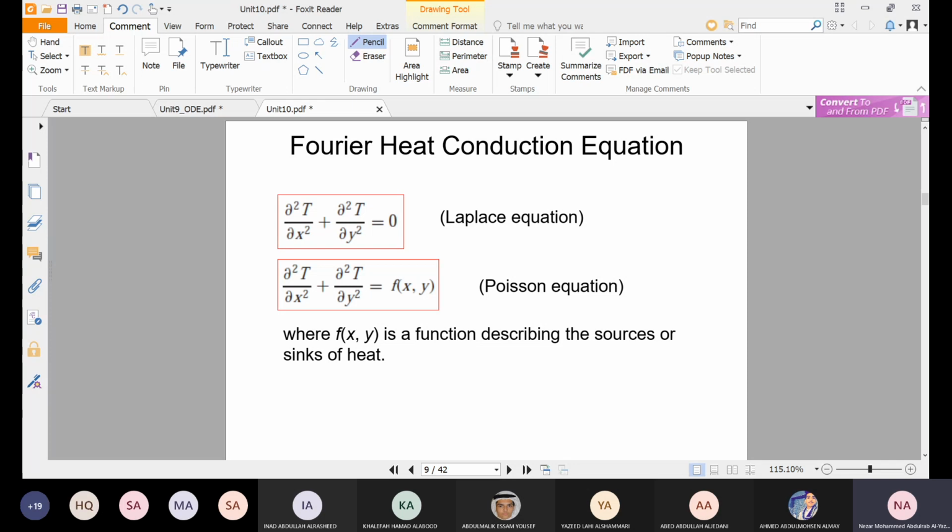So for the heat conduction equation, there are two types. Either the Laplace equation, when the function f of x equals 0, or the Poisson equation, when f of x appears, because f of x represents the source of the heat.